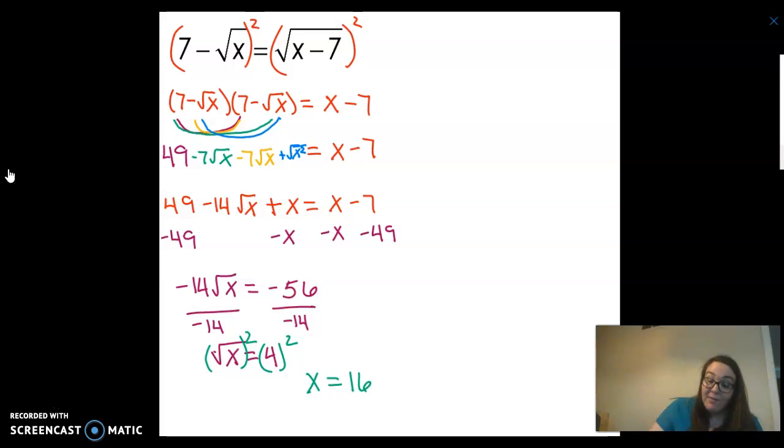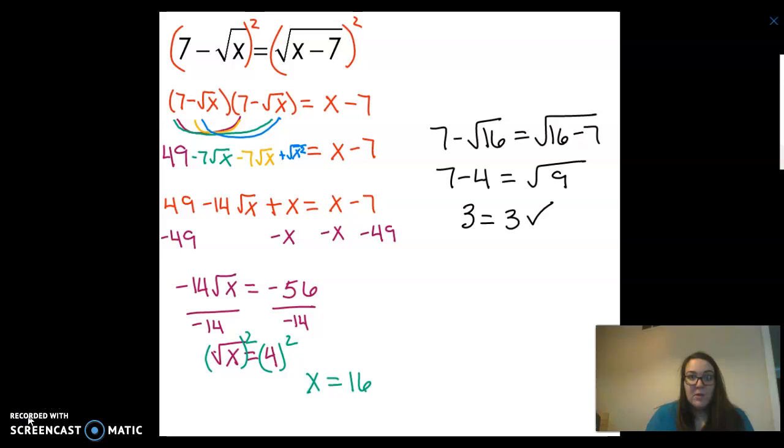All I have left to do here is check my answer to see if it works. So I want you to pause and check, meaning 7 minus the square root of 16 equals the square root of 16 minus 7. Alright, so I get that yes, it indeed works. So guess what? 16 is my only answer for that question.